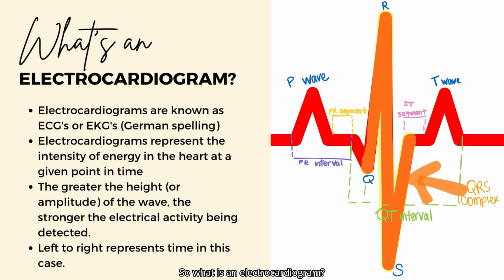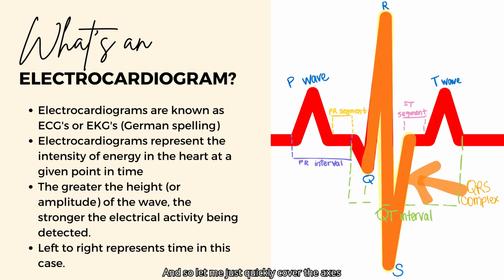So what is an electrocardiogram? There are first of all two abbreviations to the word electrocardiogram. There's ECG and EKG. And EKG is an abbreviation that was created based on the German spelling of electrocardiogram. And the purpose of an electrocardiogram is to represent the intensities of the activity or the conduction going on in the heart, and conduction as in passing of signals.